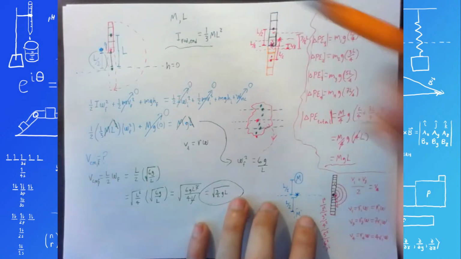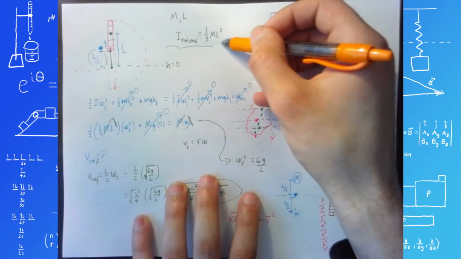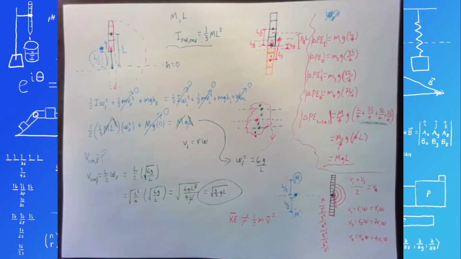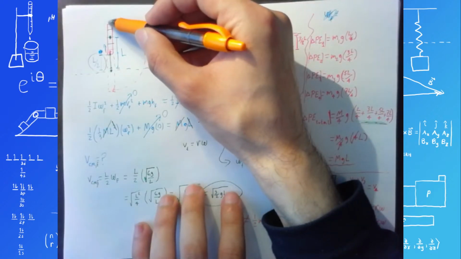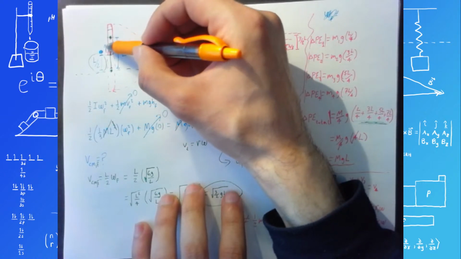For shapes like this that have some fraction in their moment of inertia formula, it's not going to work. You have to do it this way. You have to use rotational kinetic energy. You can't just substitute it with translational unless you're willing to do calculus and figure out what the average translational kinetic energy is for each of the individual pieces.